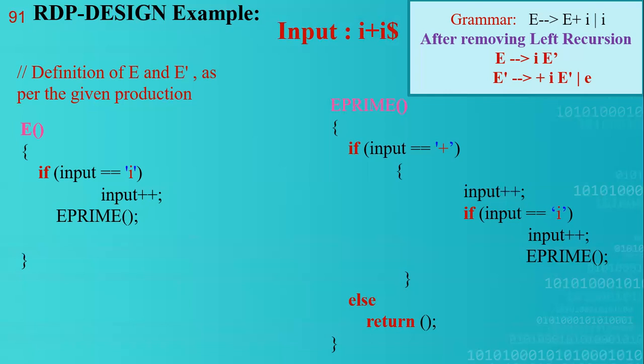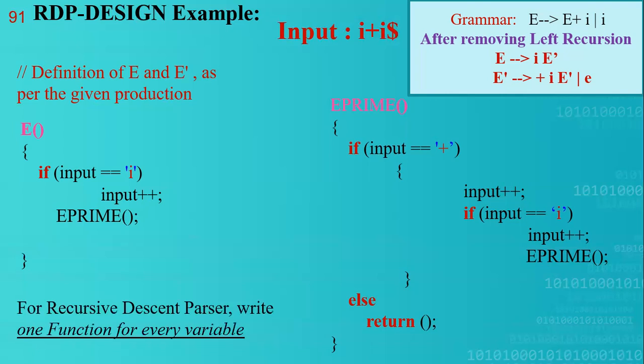Okay, just returning to the main function. I hope it is clear. So next, the recursive descent parser will write one function for every variable. That is, we need to write a function for every non-terminal.